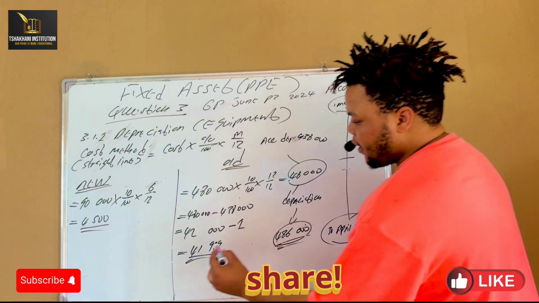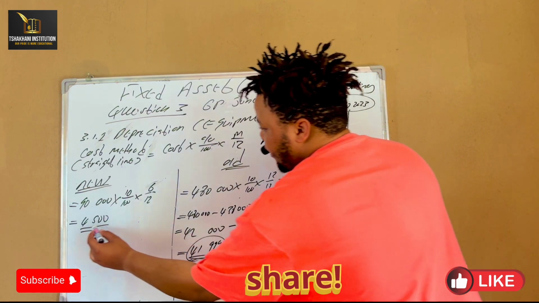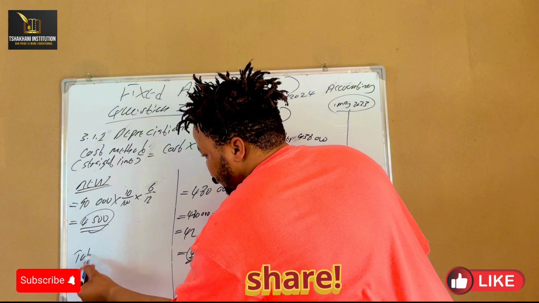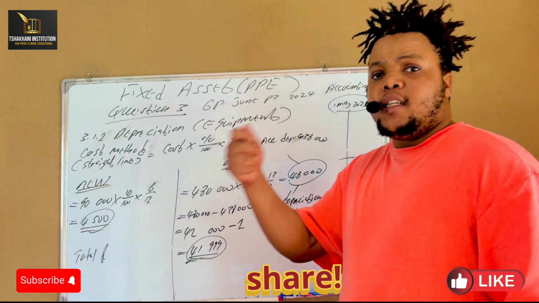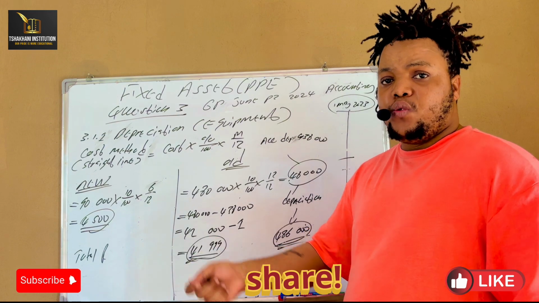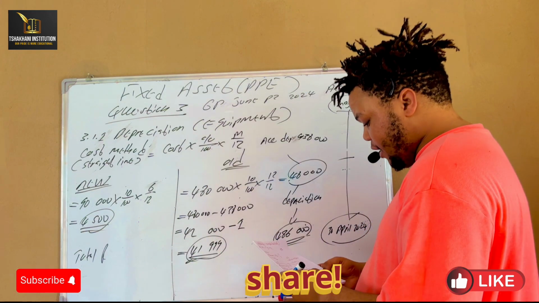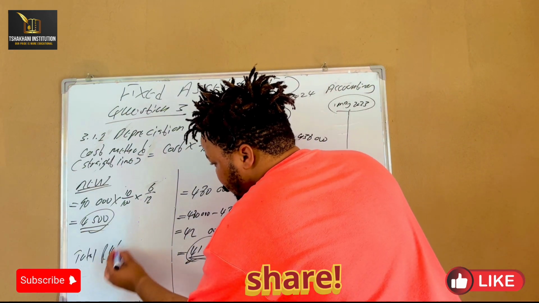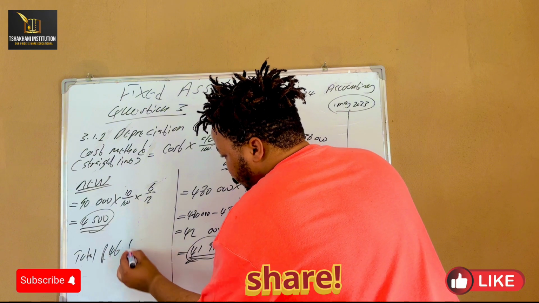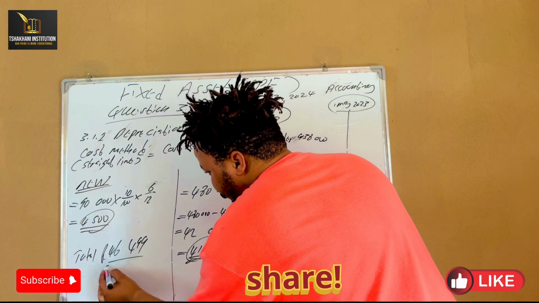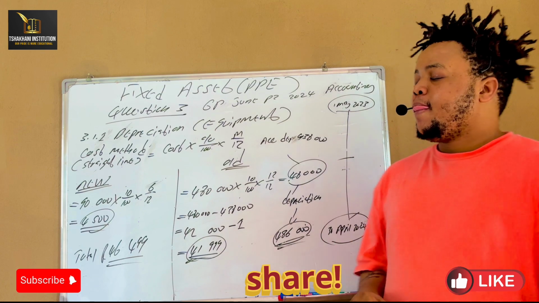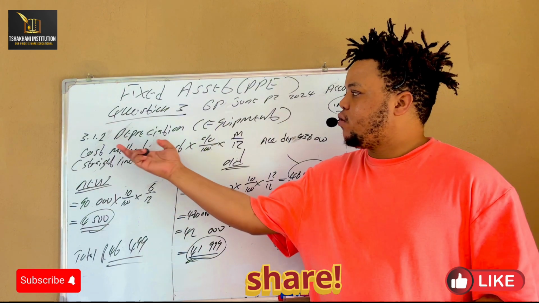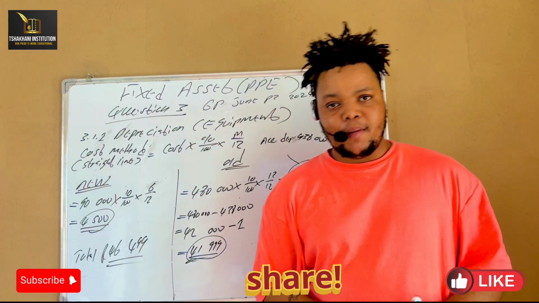So let's combine this and this to get the total, because this information is going to help us when we go to the disposal, when we go to the note. We're going also to do the note. What is the total when we add? It's going to be 46,499. This was episode number 2 on how to find the depreciation on equipment.